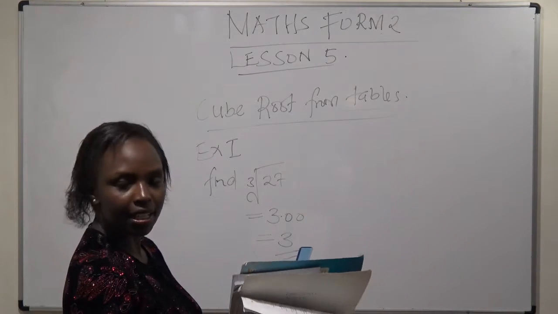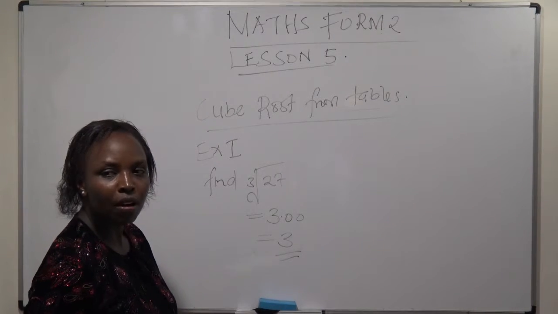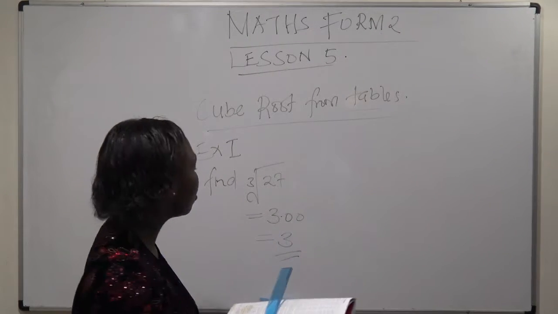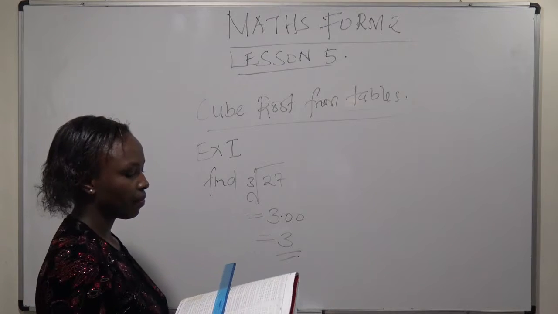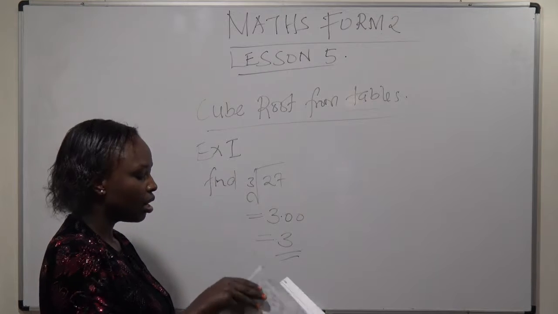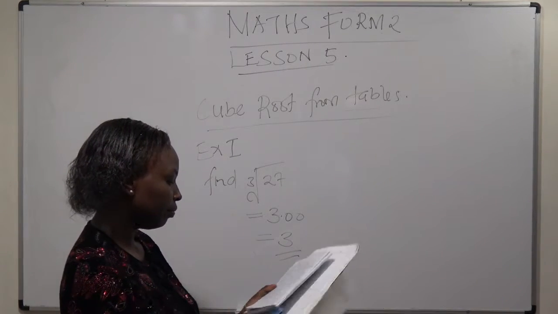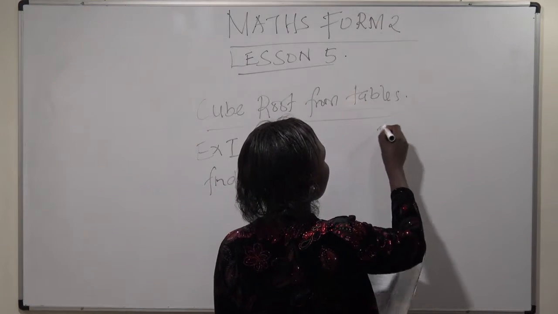3. So that means the cube root of 27 from the 4-figure mathematical table is 3. Let's look at another example.